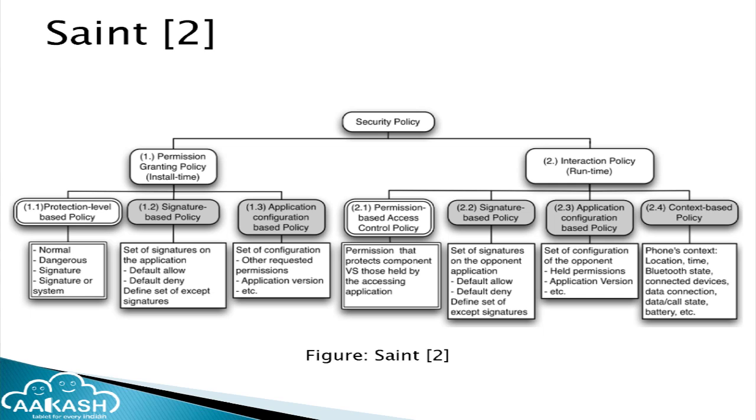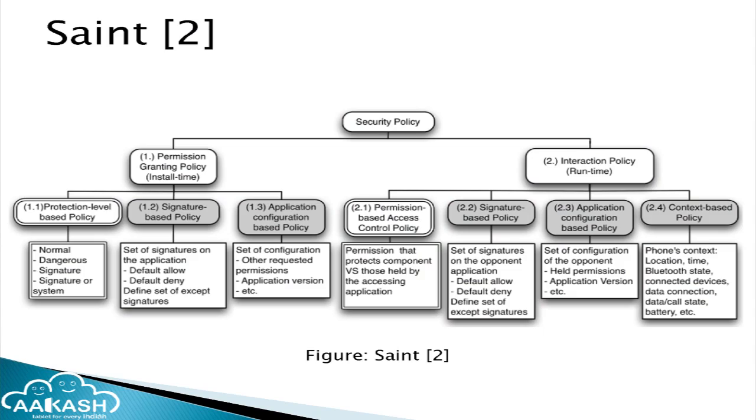The next is application configuration policy. In this policy, the particular permissions which are held by the communicating applications are considered. Using this policy classification, we can stop privilege escalation attacks. Say that you had two applications, one with internet access and one without internet access, the example I just gave you. In that case, you can define a policy that the communicating app should also have the internet access.